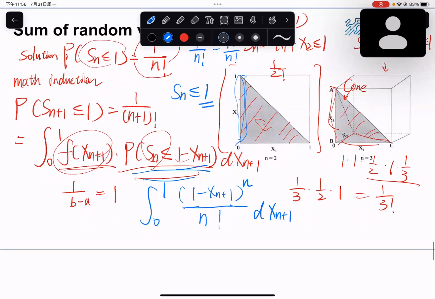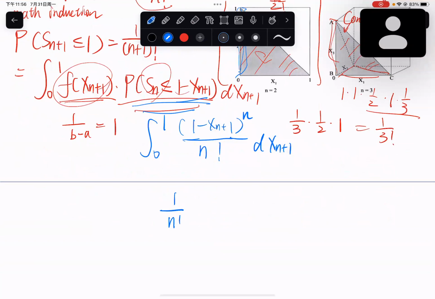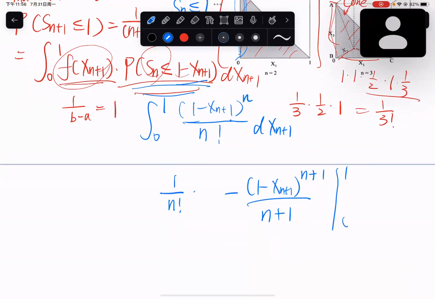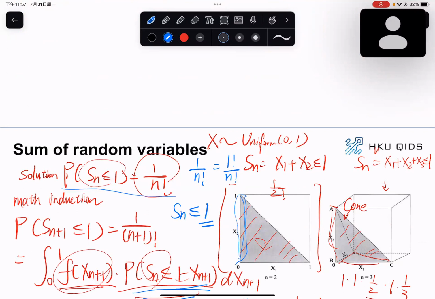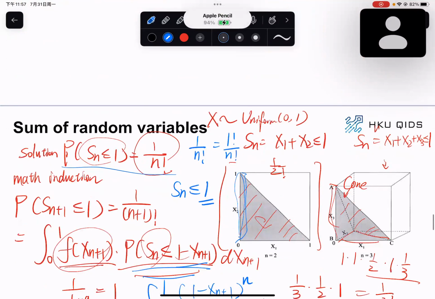So let's just take the 1 over n factorial out. And this is going to be negative (1 minus xn+1) to the power of n+1 divided by n+1, evaluated over the range 1 to 0. And this gives us 1 over n factorial multiplied by 1 over n+1, which gives us 1 over (n+1) factorial. And we proved that the probability of Sn less than or equal to 1 is going to be 1 over n factorial. So this is going to be all the questions for today's lecture.